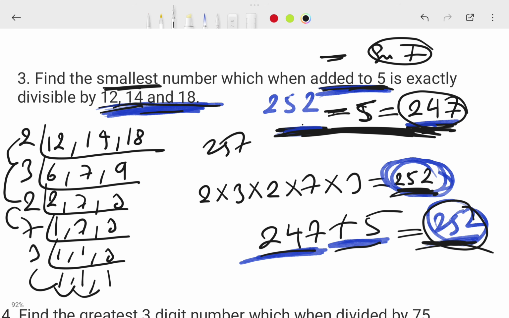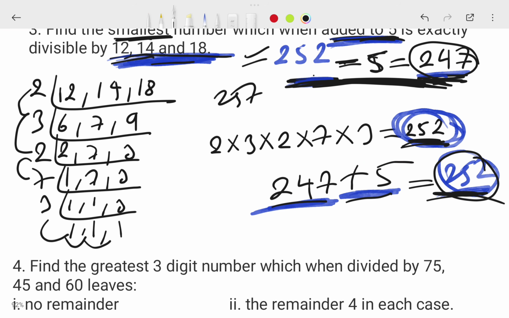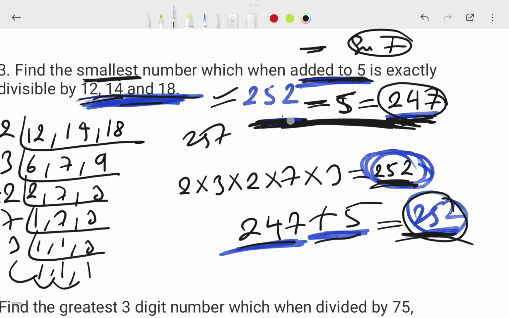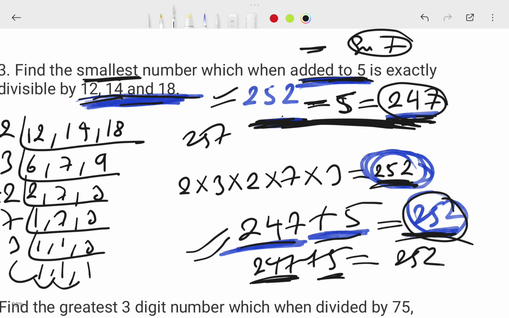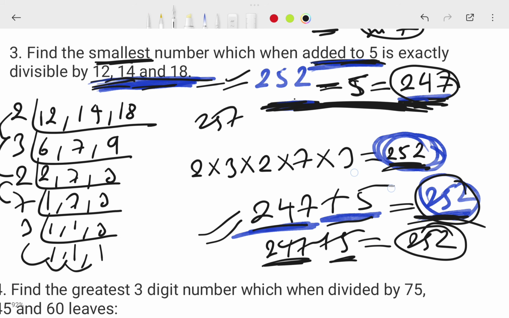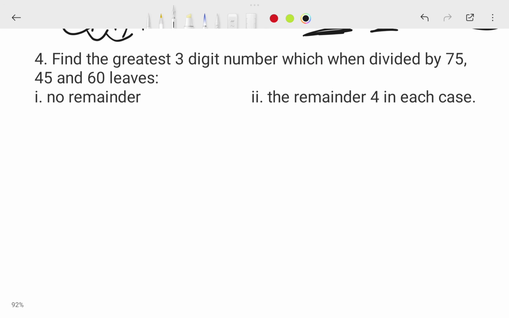Simply I do this one. Okay now, so simple, you can do it like this. What you have to find is this one. You can write the answer 254 minus 5, this is 249, and then after this you can add. Okay now, 247 if you add 5, this is the smallest number, and adding 5, this is 254. This 254 is exactly divisible by 12, 14 and 18. Okay, is it okay? Right, so let's talk about the fourth one.